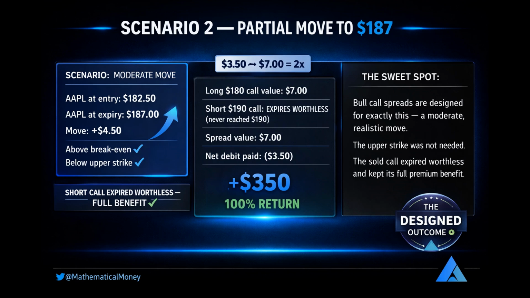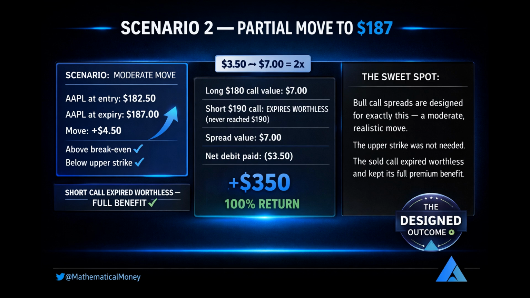Scenario 2. Apple makes a partial move. 45 days later, Apple trades at $187, above break-even, below the upper strike. Your long 180 call is worth $7 intrinsic. Your short 190 call expires worthless. Apple never reached 190. Spread value: $7. You paid $3.50. Profit: $3.50, $350. A 100% return on the debit paid.